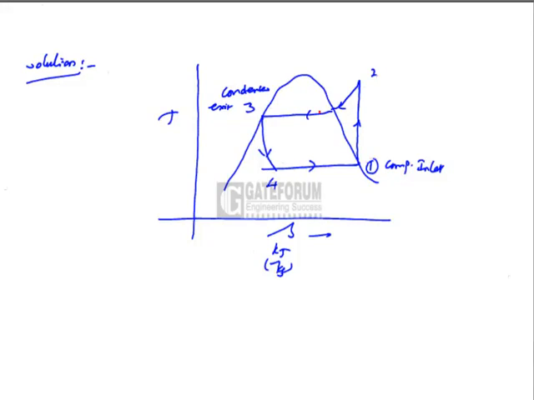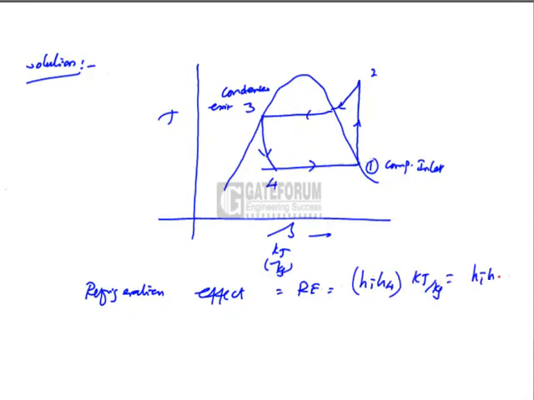Therefore, first of all, let us calculate what is the refrigeration effect. That is equal to RE is H1 minus H4 kilojoule per kg, which is nothing but H1 minus H3 kilojoule per kg. Therefore, RE is equal to 183.2 minus 84.9 kilojoule per kg.